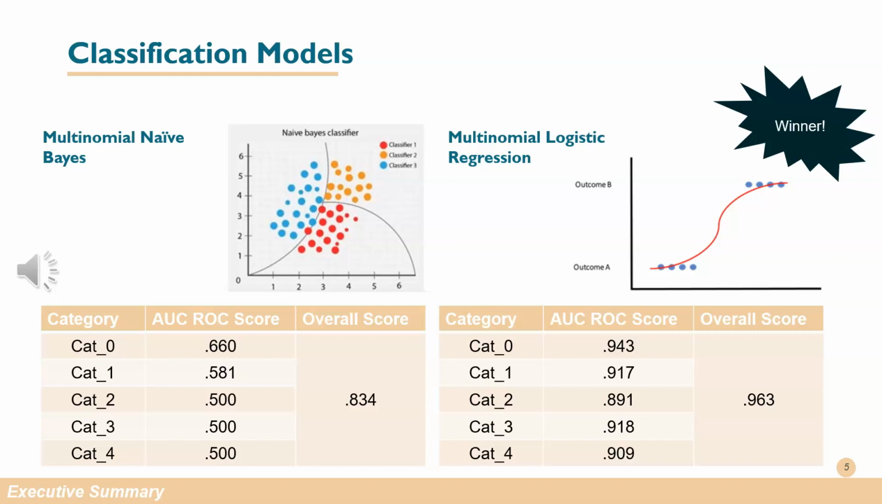The results of our multinomial naive Bayes model were terrible. The overall AUC ROC score was 0.834, and several of our categories had an AUC score that was no better than guessing or flipping a coin.